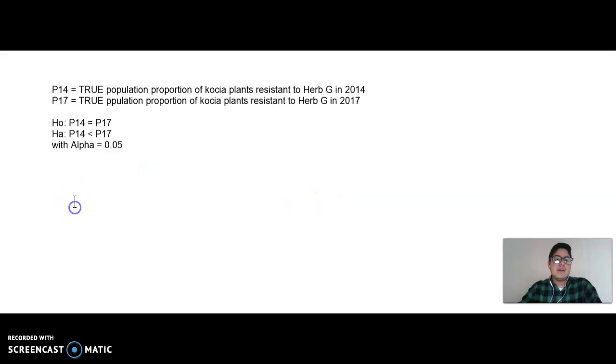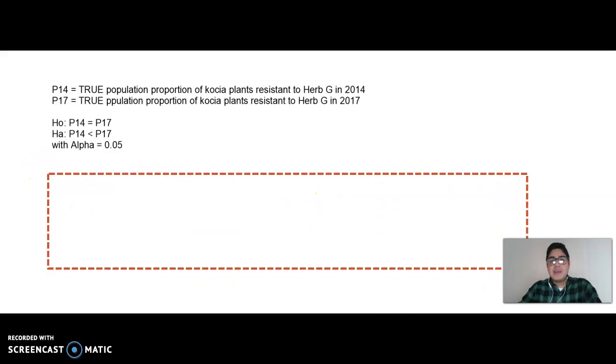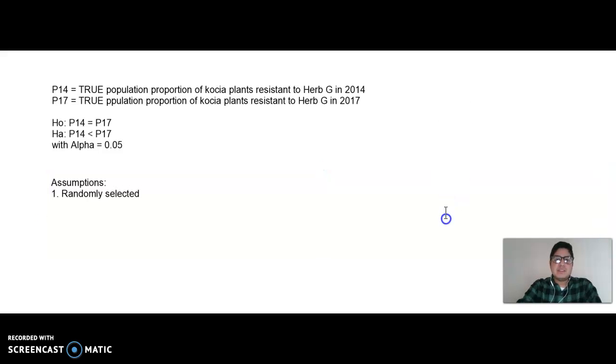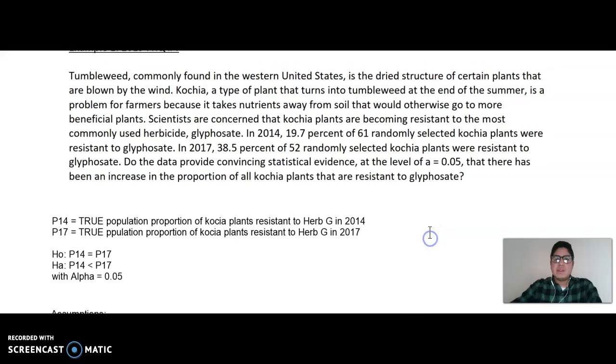Next up, we need to check the assumptions and name the test. So keep in mind here that we have 4 assumptions that we're checking. So with the assumptions, the first one is that we randomly selected, how many plants was it? Sorry, y'all, kind of cheating here. The first one was that we randomly selected 61 plants in 19.7 of those, and then in 2017 we selected 52 and 38.5 of those.